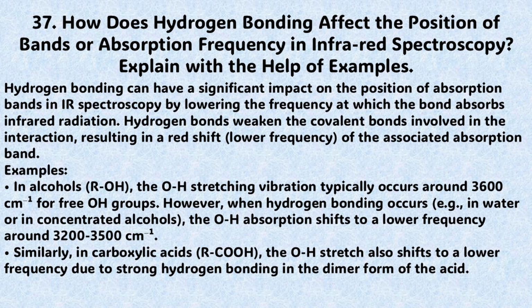Examples. In alcohols, ROH, the O-H stretching vibration typically occurs around 3600 cm⁻¹ for free OH groups. However, when hydrogen bonding occurs, for example, in water or in concentrated alcohols, the O-H absorption shifts to a lower frequency around 3200 to 3500 cm⁻¹. Similarly, in carboxylic acids, RCOOH, the O-H stretch also shifts to a lower frequency due to strong hydrogen bonding in the dimer form of the acid.